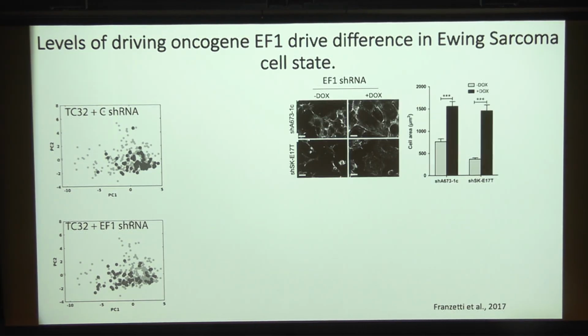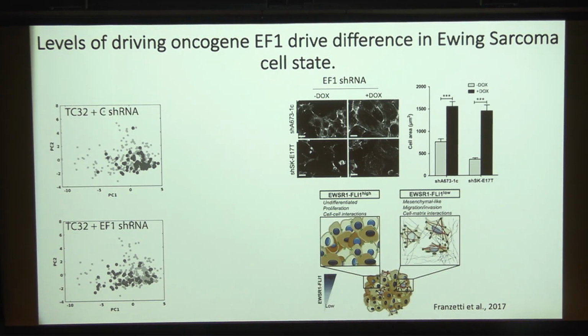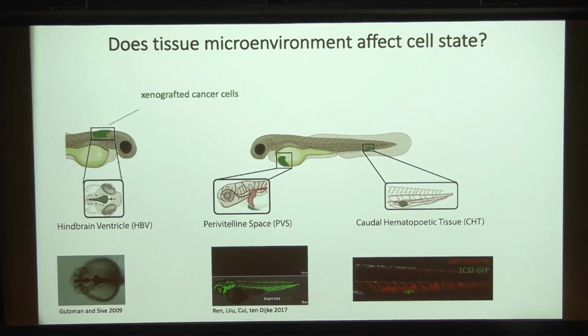And this idea that oncogene levels can drive different states in Ewing sarcoma has been previously described based on cell culture studies, and that's led to a prominent model in the field where differences in oncogene levels can really drive a difference from a high proliferative state to a low oncogene expressing state that's more mesenchymal-like. So it's really nice to see this model recapitulated in our animal model now.